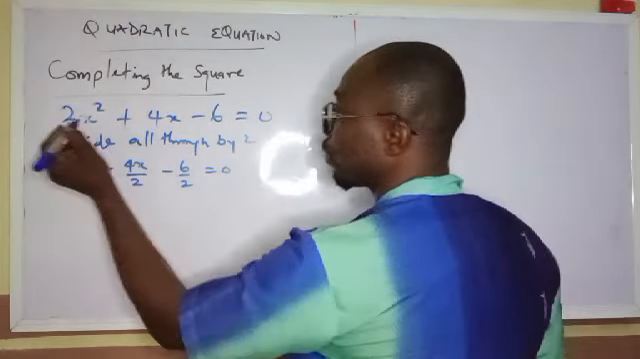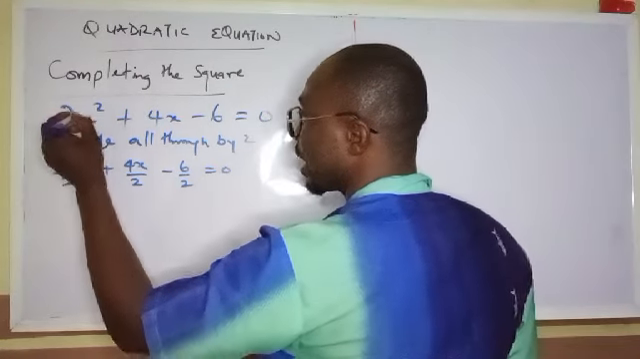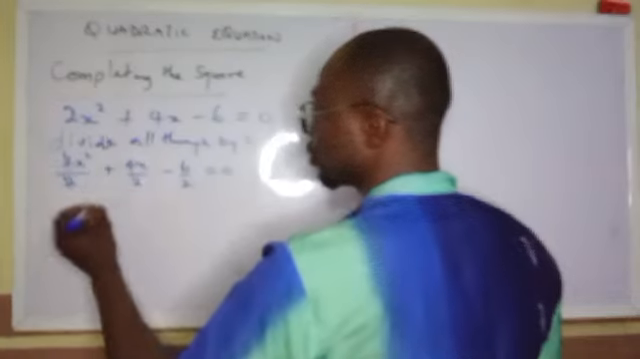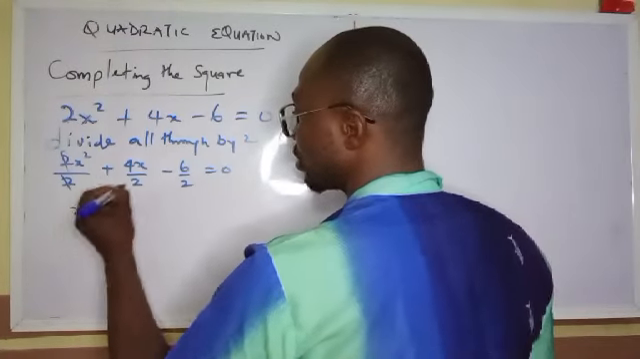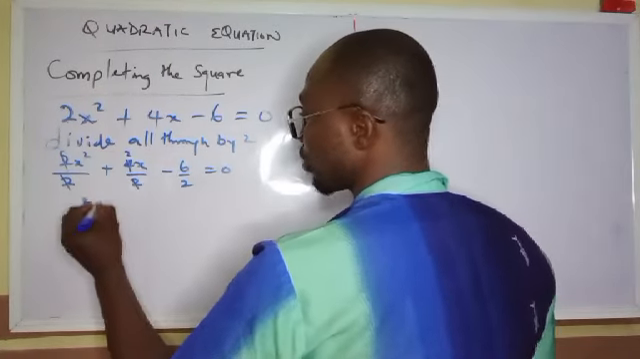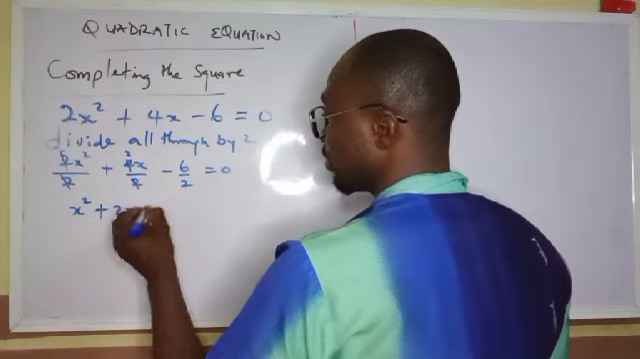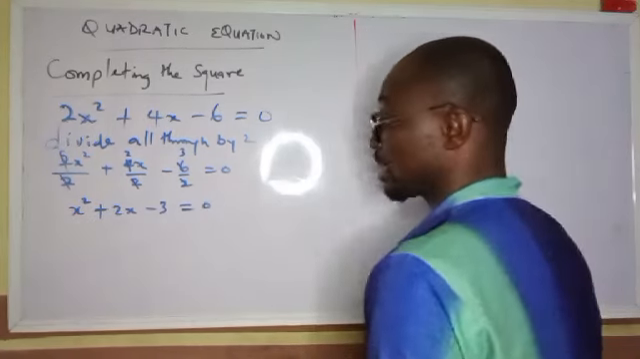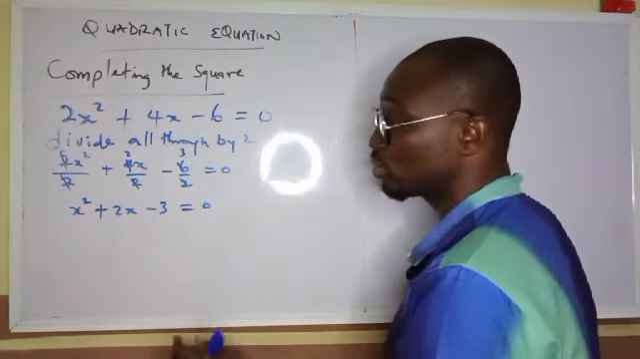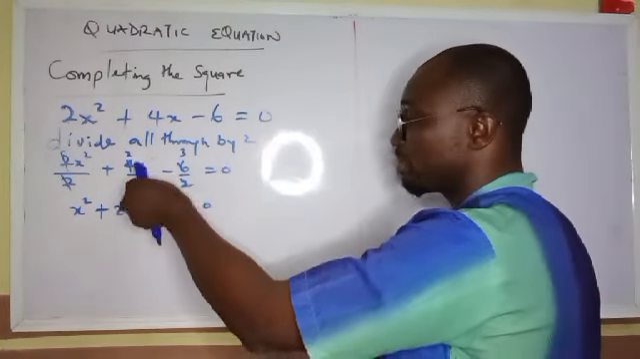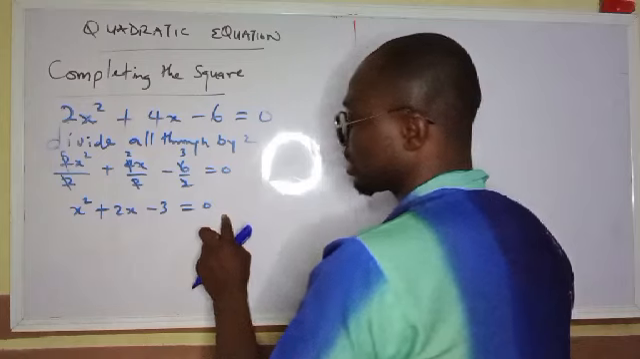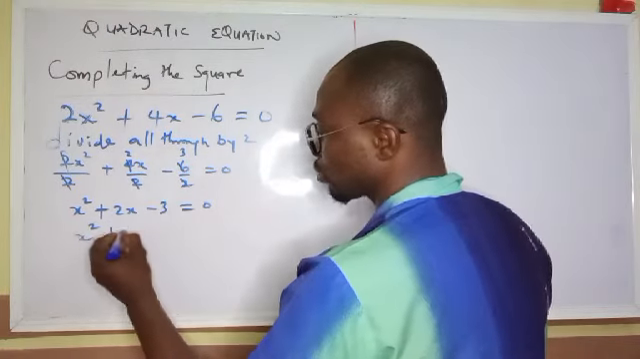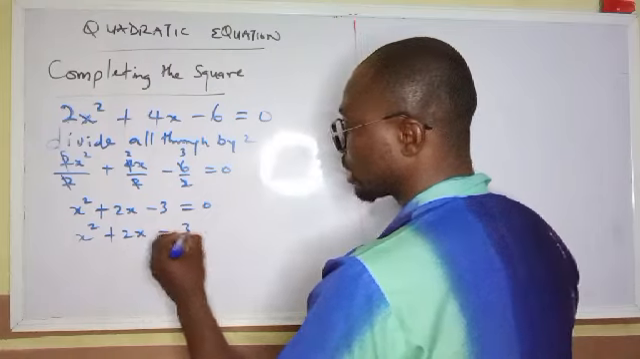So where do we get these 2? We got these 2 from the coefficient of x squared here, which is 2. So 2 cancels 2, then we have x squared, plus 2x, minus 3 is equal to 0. The next thing we want to do is move this negative 3 to the other side. So we have x squared plus 2x is equal to 3.